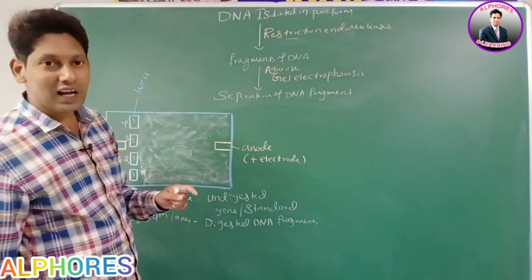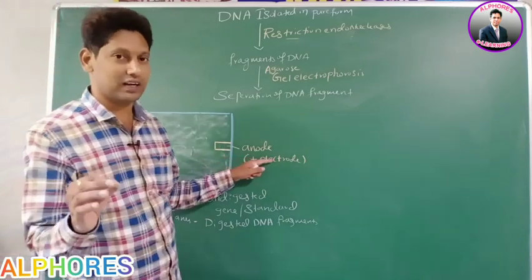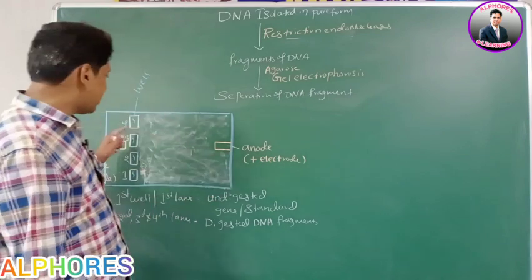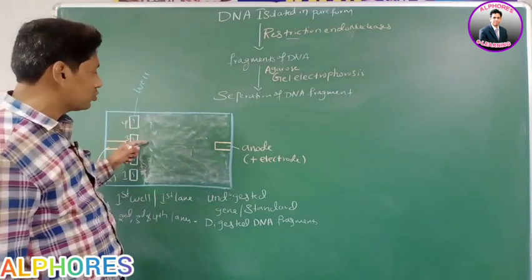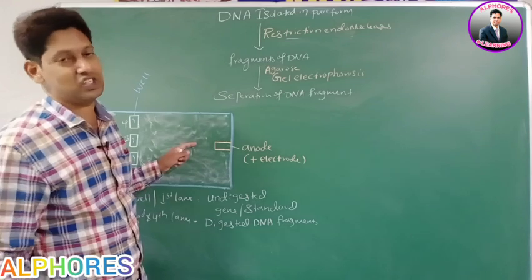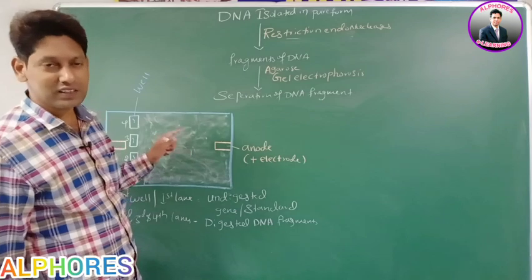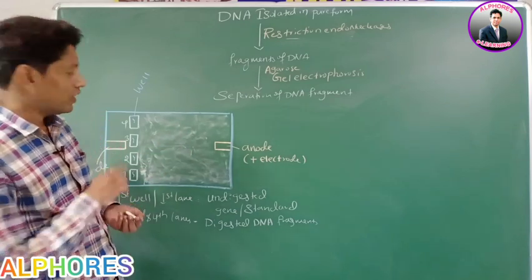Negatively charged DNA fragments move towards the anode, that is the positively charged electrode. It means the DNA fragments are moving through agarose gel by the sieving effect. Is this statement okay?